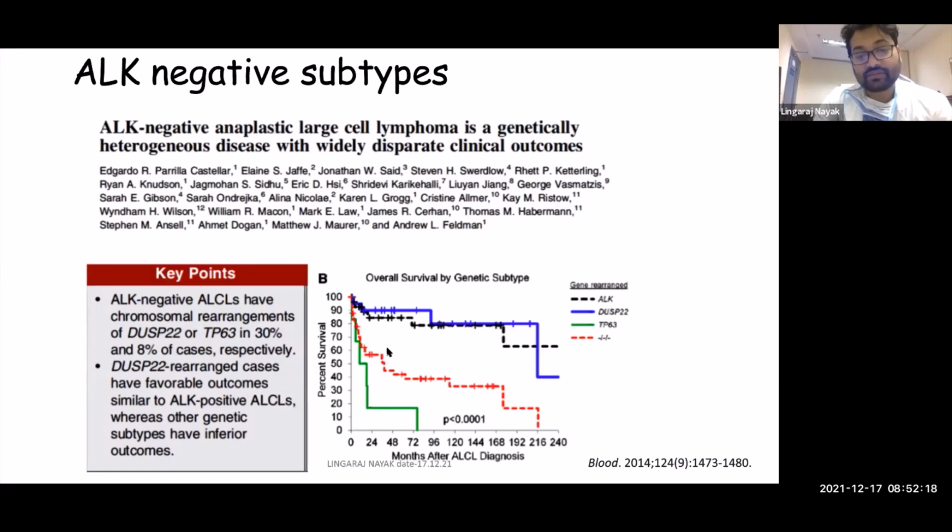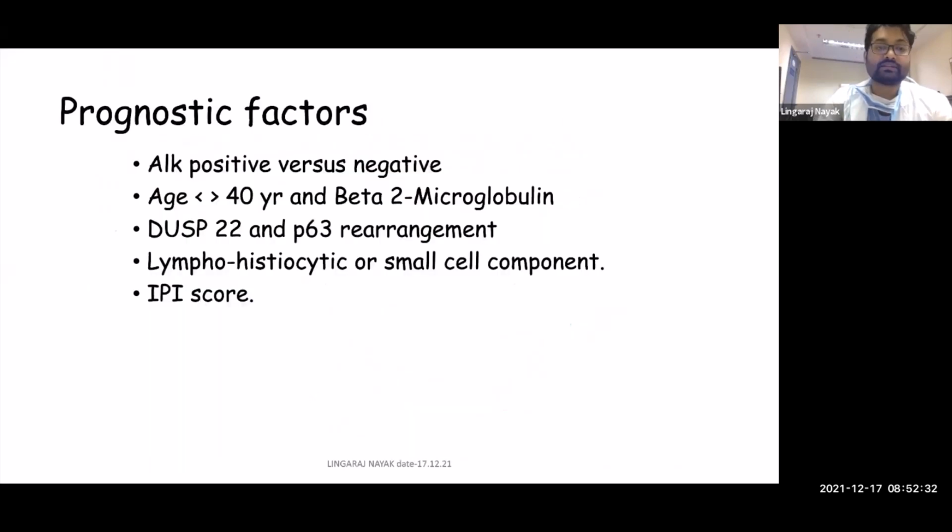8% of patients will have this TP63 rearrangement, and the outcomes are pretty bad. So that's how the ALK negative group again needs refinement, and probably in the next WHO we will see these types of subtypes coming as provisional entities at least.